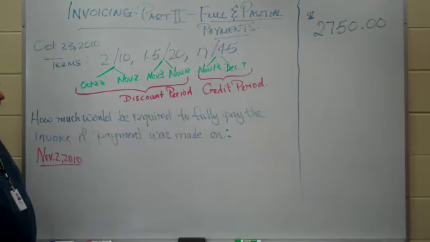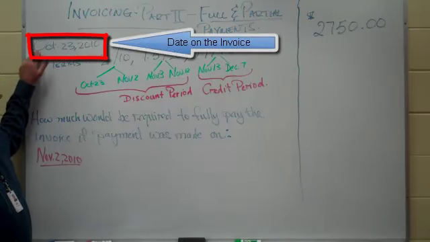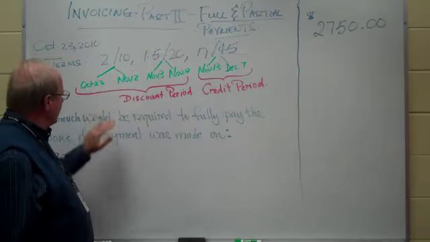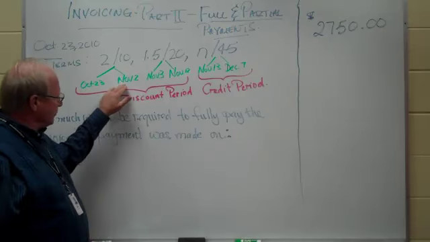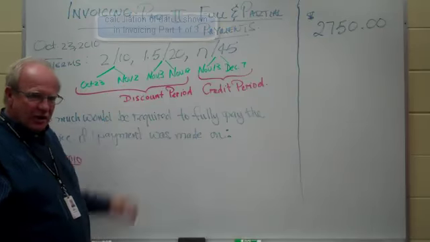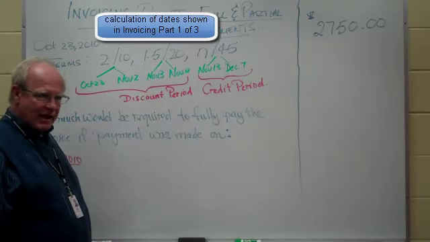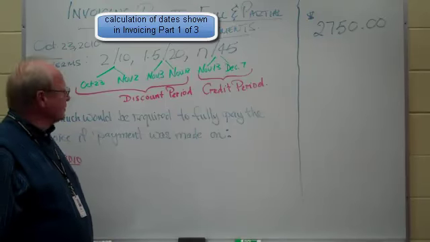We have nothing there, so this is the ordinary dating method, and that means the only important date on here is the date on the invoice, which is October the 23rd, 2010. So we get a 2% discount for the first 10 days. That will take us from October the 23rd up until November the 2nd. We use the date function of the calculator to determine this. Again, that was discussed on the previous video.